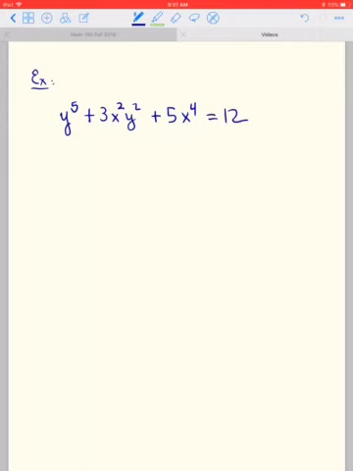Okay, I wanted to make a video doing some implicit differentiation practice. So here's an example. A common example might be we have a relationship between y and x. It's something like maybe y to the fifth plus 3x squared y squared plus 5x to the fourth equals 12. And the basic idea is that we want to take the derivative of both sides.